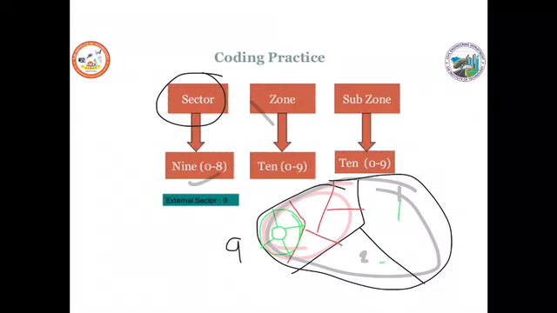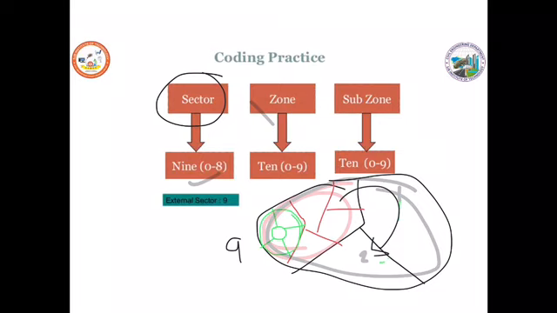Next, when you divide the sectors into zones, once again it will be divided into 10 zones, starting from 0 to 9. Usually when we give the numbers, we follow the clockwise manner. And then the zones are divided into 10 subzones, and the coding will also be 0 to 9.